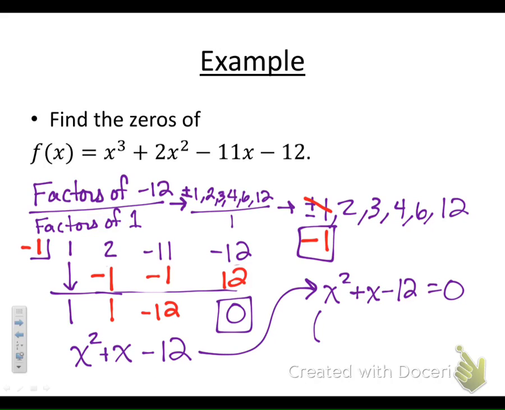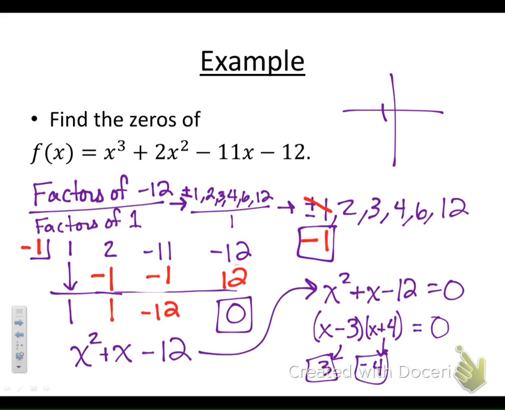So, multiply-add method, we're looking at x minus 3, x plus 4. What will make each one of those 0? Positive 3, negative 4. So these are our other two x-intercepts. I have 3 of them. I have negative 1, so I would have an x-intercept at negative 1. You don't have to graph it, I just want to show it. X-intercept at negative 1, x-intercept at positive 3, x-intercept at negative 4.